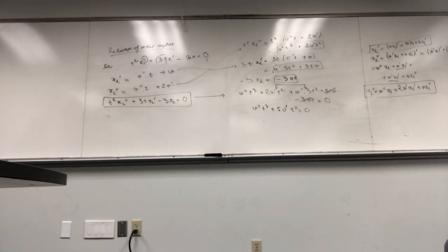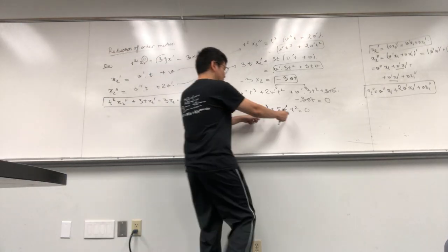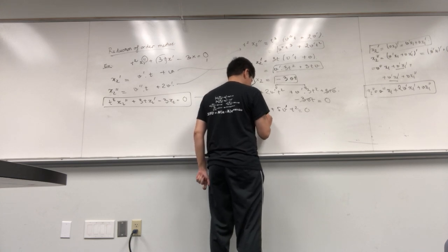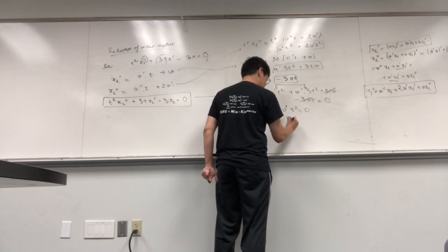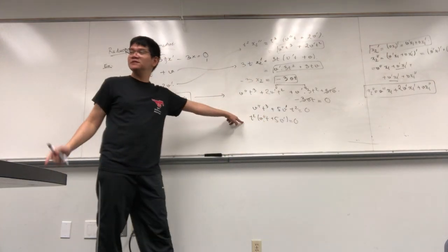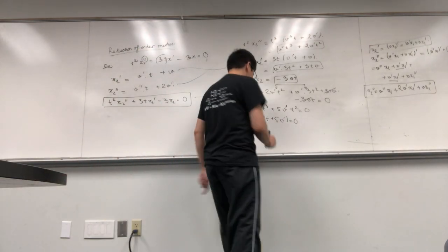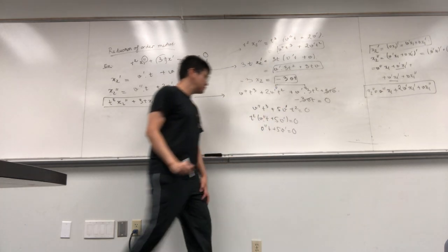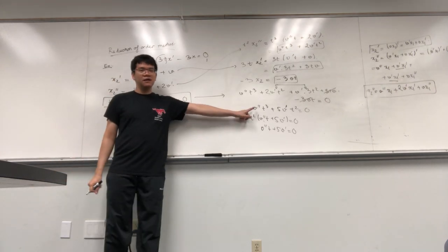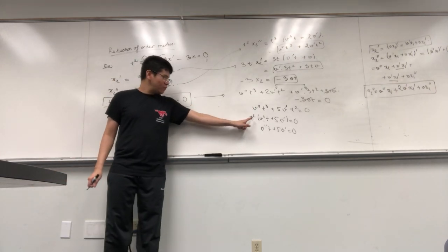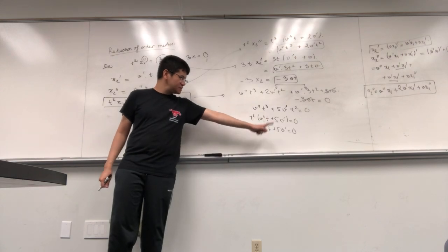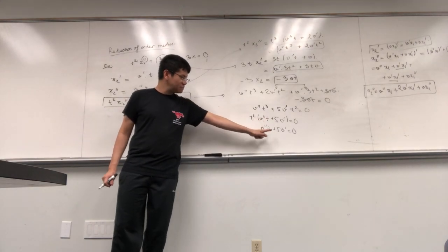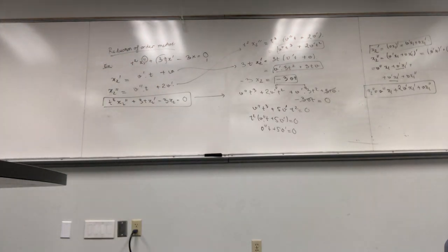Can I still simplify it? Yes. Here I still have a t squared, so I have t squared times v second t plus 5v prime is zero. t squared is never zero because t is a variable, so this has to be zero: v second t plus 5v prime is zero, right? So here I factorize t squared, and finally I have v second t plus 5v prime is zero.